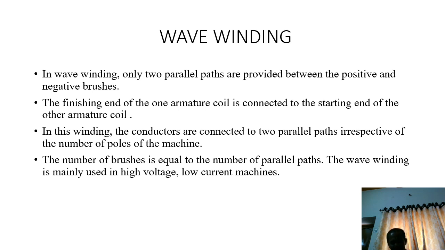In lap winding we discuss the same point, but it differs from wave winding. In wave winding, the finishing end of the armature coil is connected to the starting end of the other armature coil. In this winding, the conductors are connected into two parallel paths irrespective of the number of poles of the machine. The number of brushes is equal to the number of parallel paths.